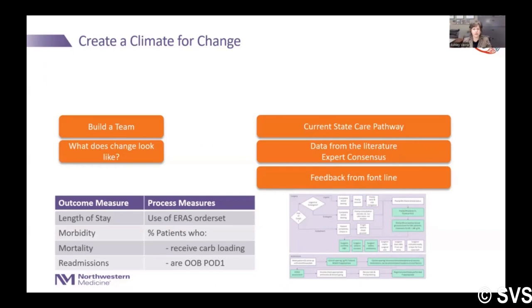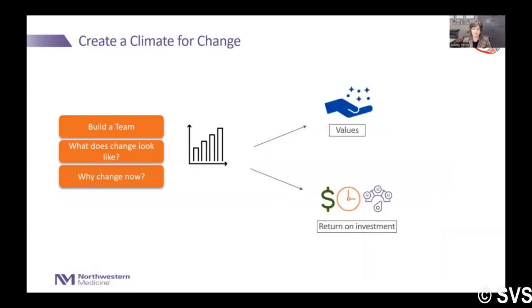So if we had an improvement in length of stay, do we know for sure that that's based on the fact that we're doing the changes we think we're doing? And it's important to have process measures to evaluate that. And then finally, when you're thinking about how to disseminate your vision for change, you should also consider how you're going to convince people that change is necessary.